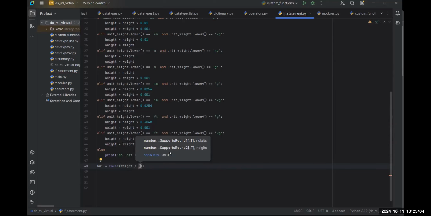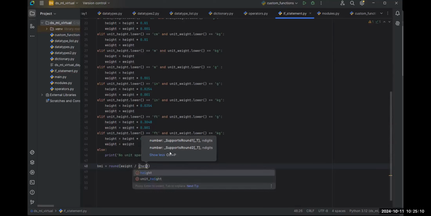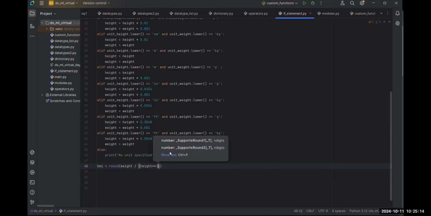Now we can put this in brackets: height, exponentiation 2, or we could also use height times height. Now we are rounding to 2 decimal places. That is what this formula means. If we just want to write the BMI formula directly, it will be weight divided by height raised to power 2. But now we are inputting the round function because we want whatever value our users input to be rounded to just 2 decimal places for us.